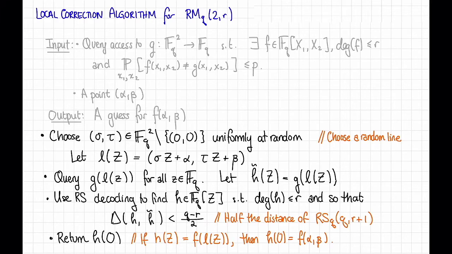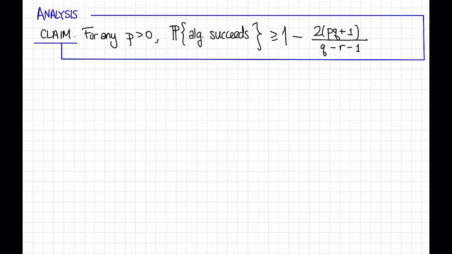Okay, so that's the algorithm. What's the probability that it succeeds? Notice that it's not guaranteed to succeed. If we get unlucky and we choose a line that happens to have a lot of errors on it, then this Reed-Solomon decoder will fail. So we need to do some analysis. So I claim that for any p greater than 0, the probability that this algorithm succeeds is at least 1 minus 2 times p(q plus 1) divided by (q minus r minus 1). We'll come back to this expression in a moment and try to make some sense of it. But for now, let's try to prove this claim. First, let's think about when our algorithm succeeds.